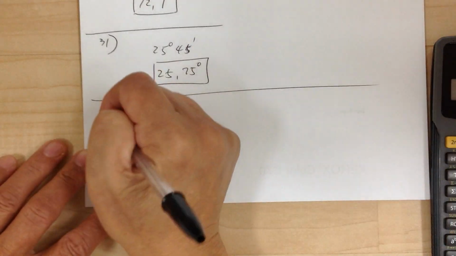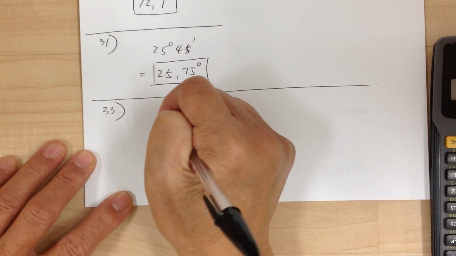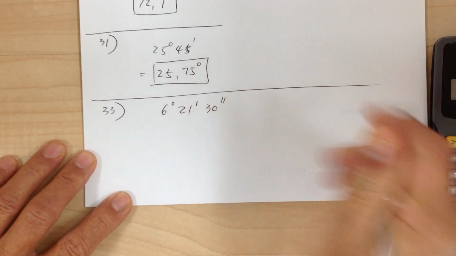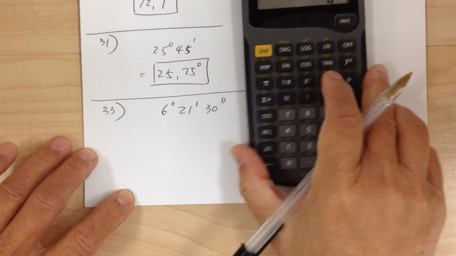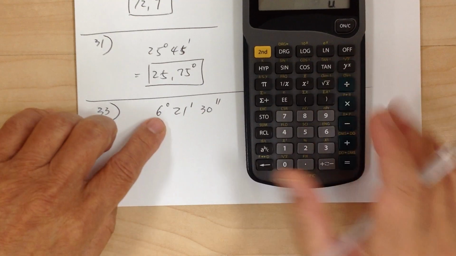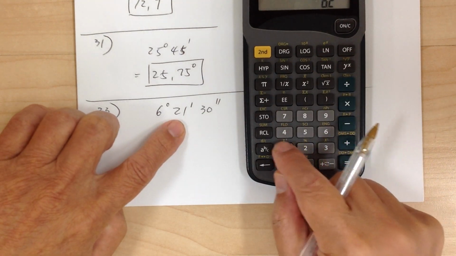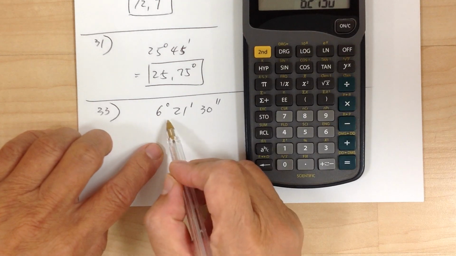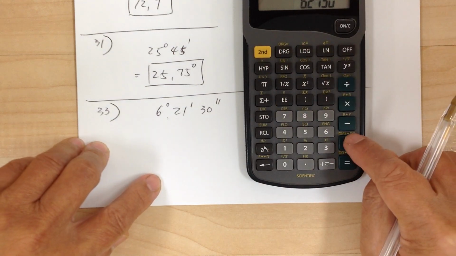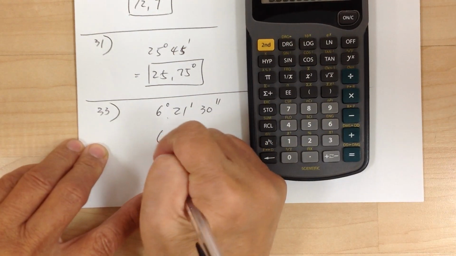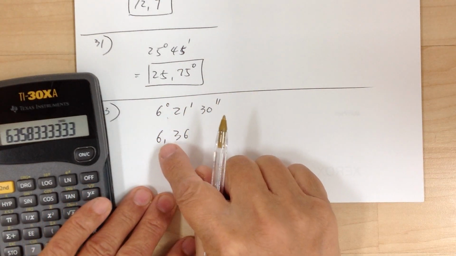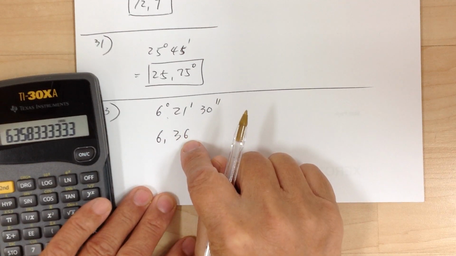Okay, next one, number 33. You've got 6 degrees, 21 minutes, and 30 seconds. On the calculator, again, different calculators can have different keys. For this calculator, you have to enter 6.2130, so put a decimal right over here. Then you go second, and this button over here, and this will give you 6.35333, but you round to the nearest hundredth.